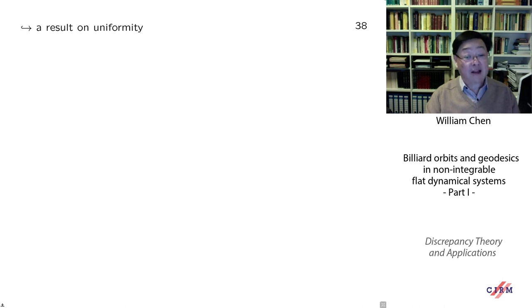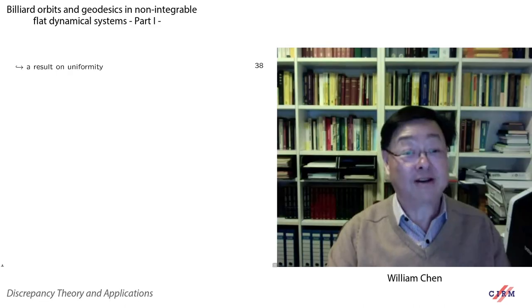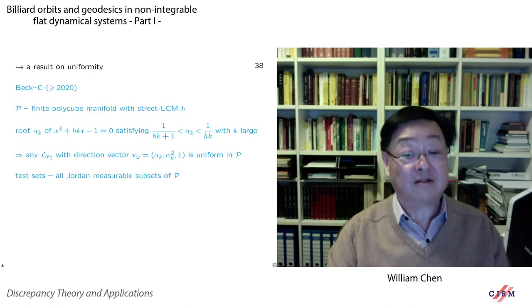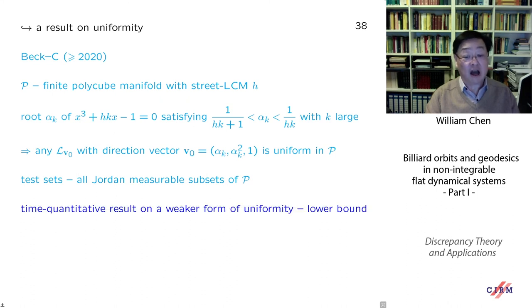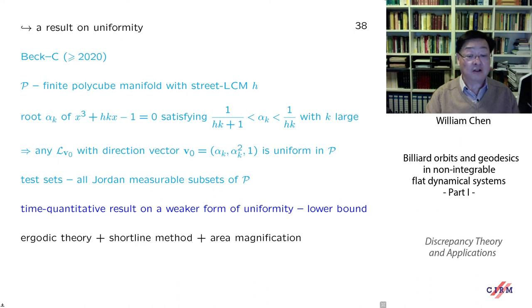Using that, we actually managed to get the result on uniformity. This is the result. Our construction actually gives uniformity, but it gives uniformity only in the form of a qualitative result, and it doesn't tell you how uniform it is, right? We fall short of getting quantitative uniformity because we only managed to get a lower bound. We were not able to do better, at least at this point. And the argument here uses ergodic theory plus our short line method and area magnification.